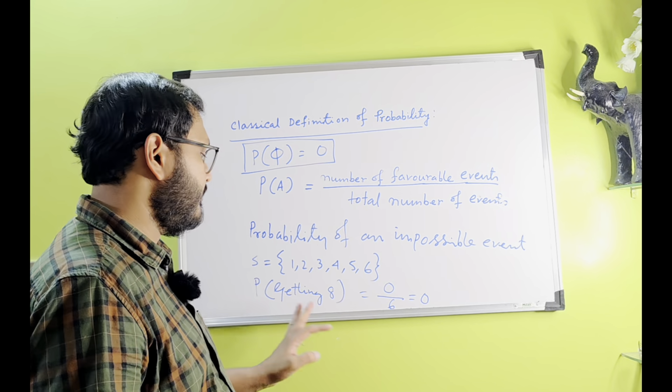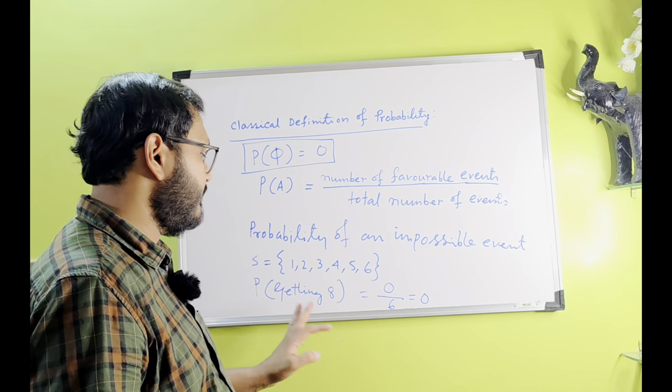Surely it will happen. So for the probability of a sure event, here I am writing, in this case a sure event means anything we will get. So 6 by 6, favorable number of events 6, total number of events 6. So this is 1. So the probability of a sure event is 1. I hope it's clear.